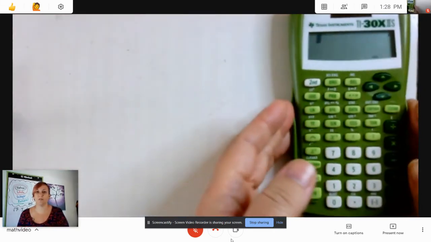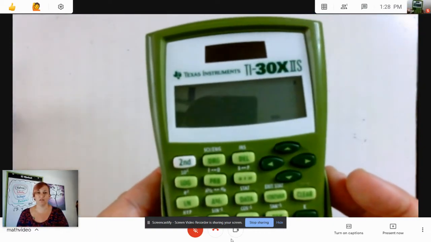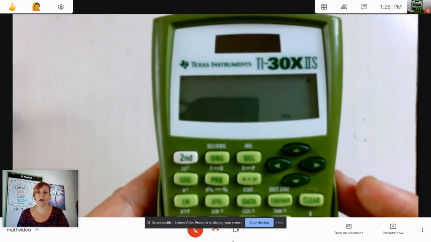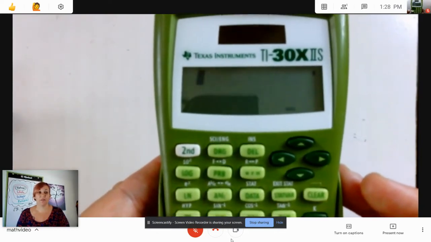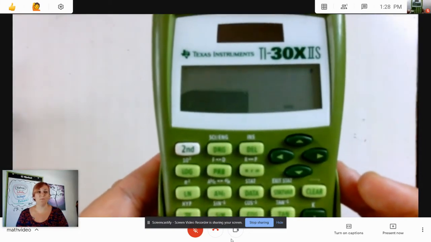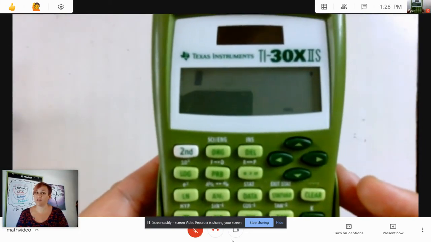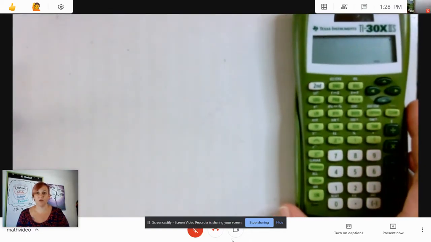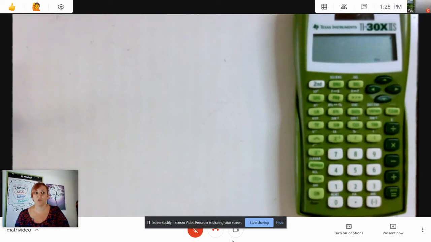First of all, this is the type of calculator that I'm using. It's a Texas Instruments TI-30X IIS. This type of calculator can be used for all of your math classes for high school, and it can probably be used for all of your science classes. So it's a good investment to have. It's a very user-friendly calculator. It's easy to type things in accurately.